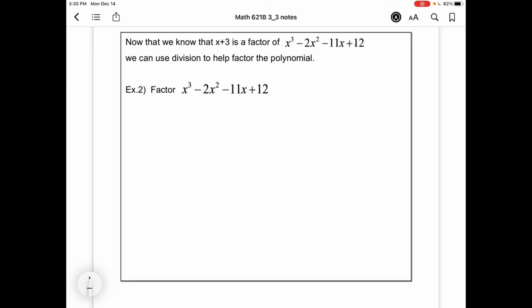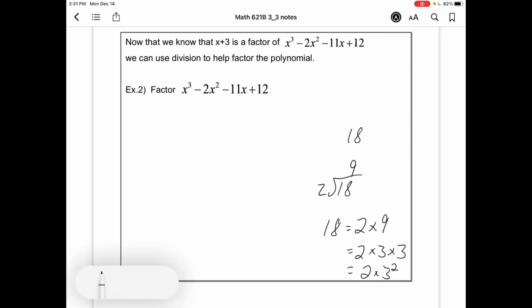So now that we know that x plus 3 is a factor of this polynomial, we can use division to help us factor the polynomial. Just like if you learned that 2 was a factor of 18, you could go, oh, let me take 18 and divide it by 2. And you'd find out it's 9. So you'd learn that 18 is 2 times 9. And then you could factor it some more. You could factor that 9 into 3 times 3, and you'd get the prime factorization of 18. Same kind of process is going to happen here.